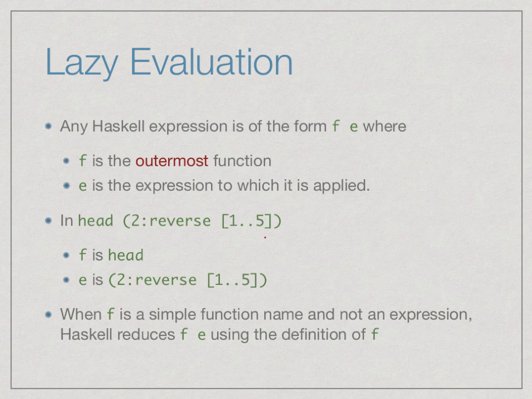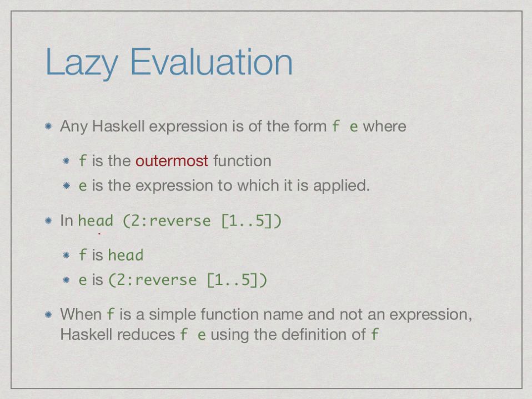So Haskell therefore has to make a choice about what order to evaluate expressions. So we have seen that Haskell expressions are of the form f applied to e. So we call f the outermost function and e the expression to which it is applied. E in turn could of course contain more functions and so on, but they are inside. Okay, so here is an example.